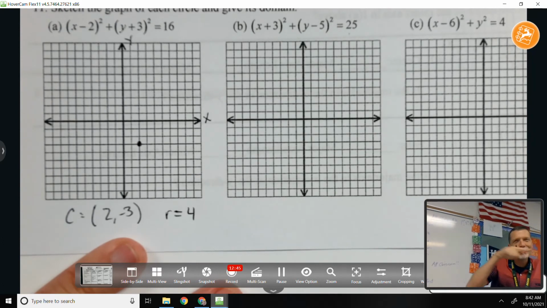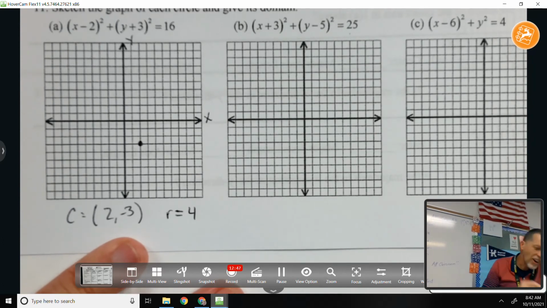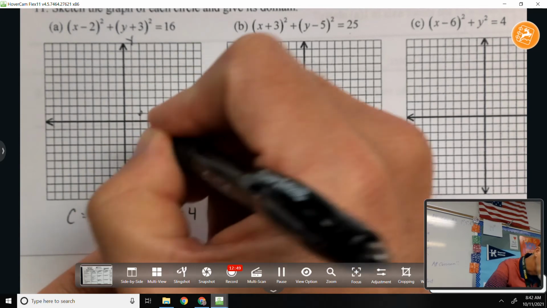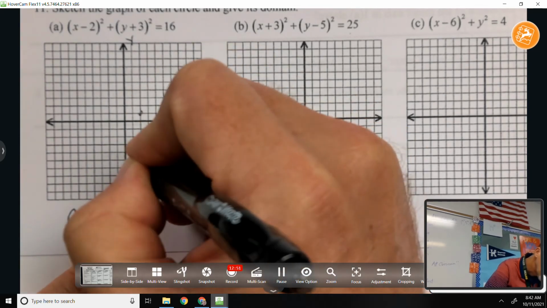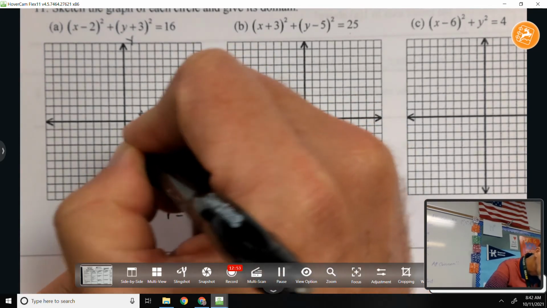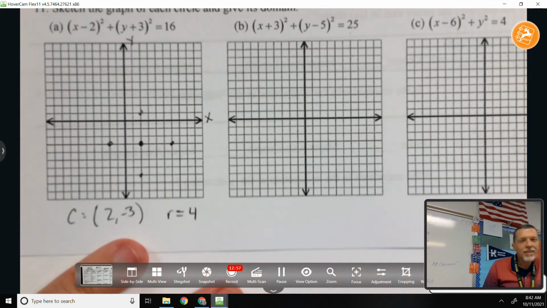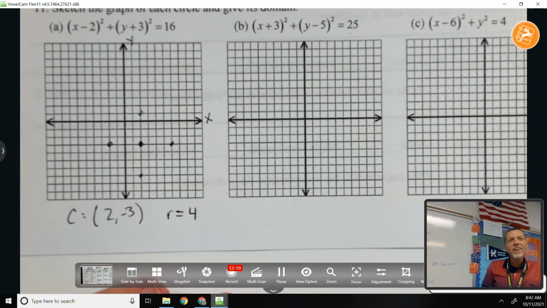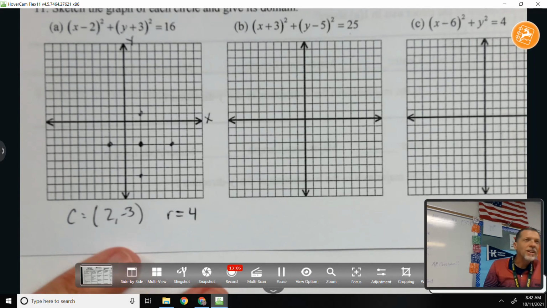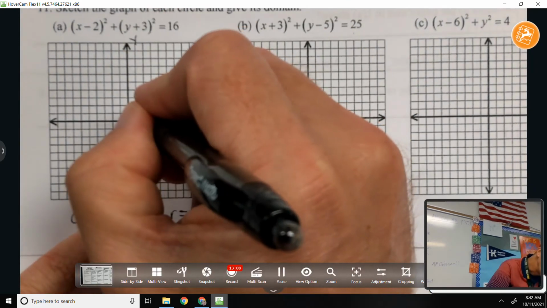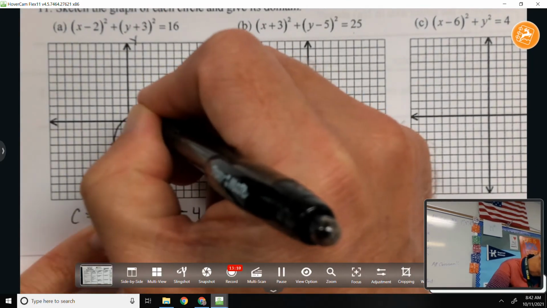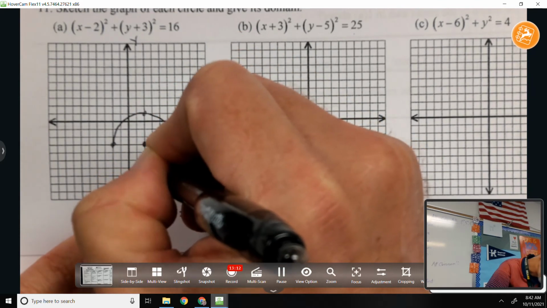I don't see much of you doing this. Go 4 in each direction. So 4 up, 4 right, 4 down, 4 left. And then, yes, please draw a circle. Wait, can you go diagonally? I don't need you to get the compass out, but I also don't want a diamond there. Why? Because the circle has curves. Okay, it's so much easier.